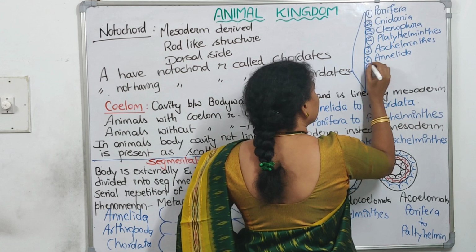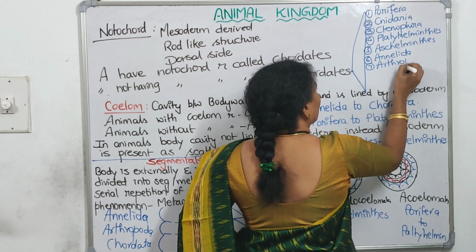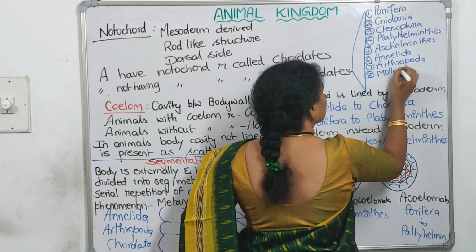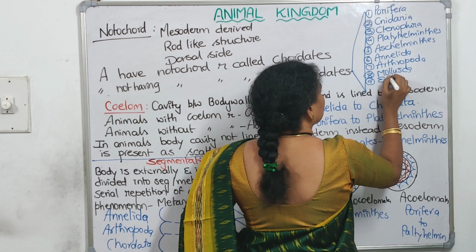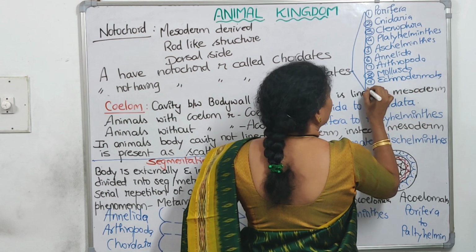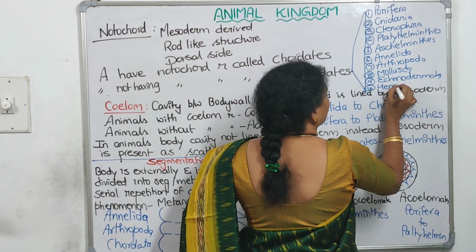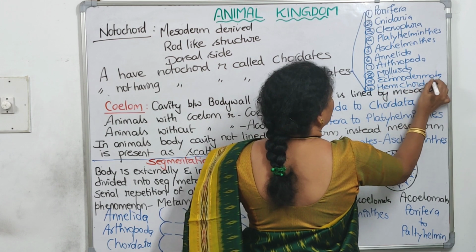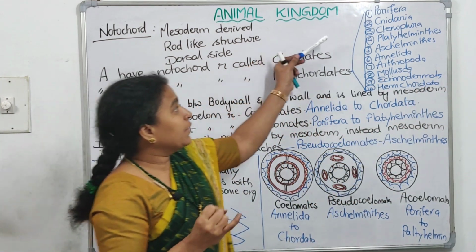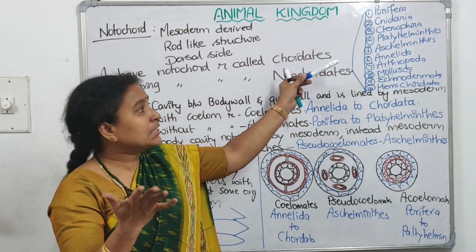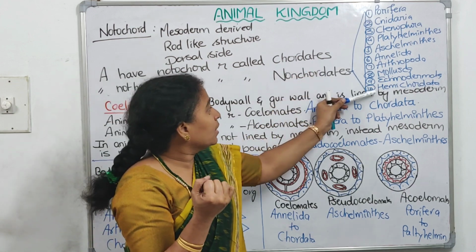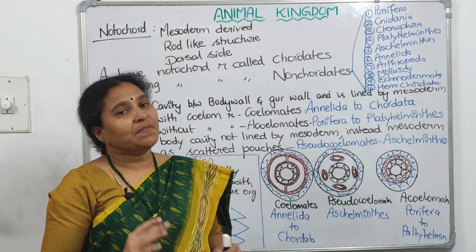Sixth phylum, Annelida. Seventh phylum, Arthropoda. Eighth phylum, Mollusca. Ninth one, Echinodermata. And 10th one, Hemichordata. So, non-chordates which don't have notochord are Porifera, Cnidaria, Ctenophora, Platyhelminthes, Aschelminthes, Annelida, Arthropoda, Mollusca, Echinodermata, Hemichordata. All these are non-chordates. Chordates, we will see in detail.